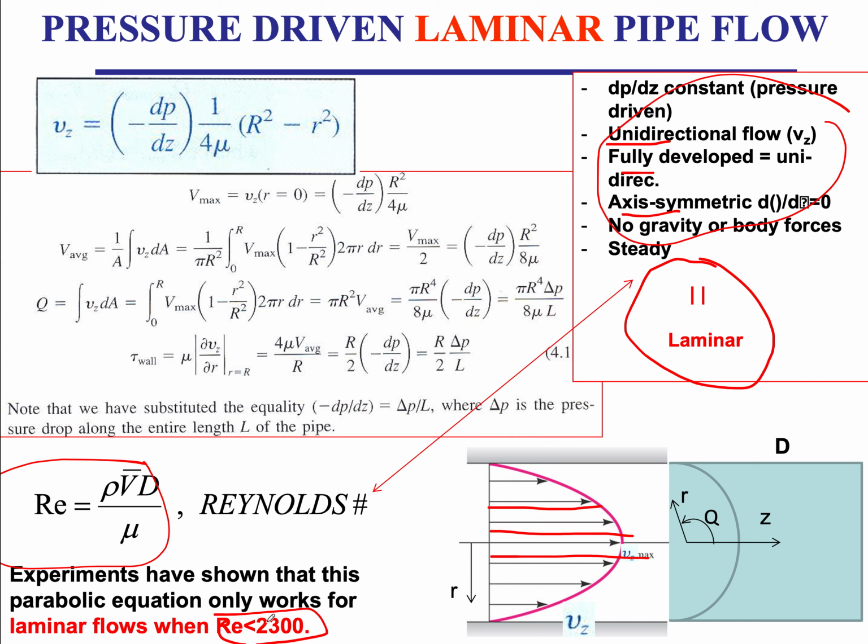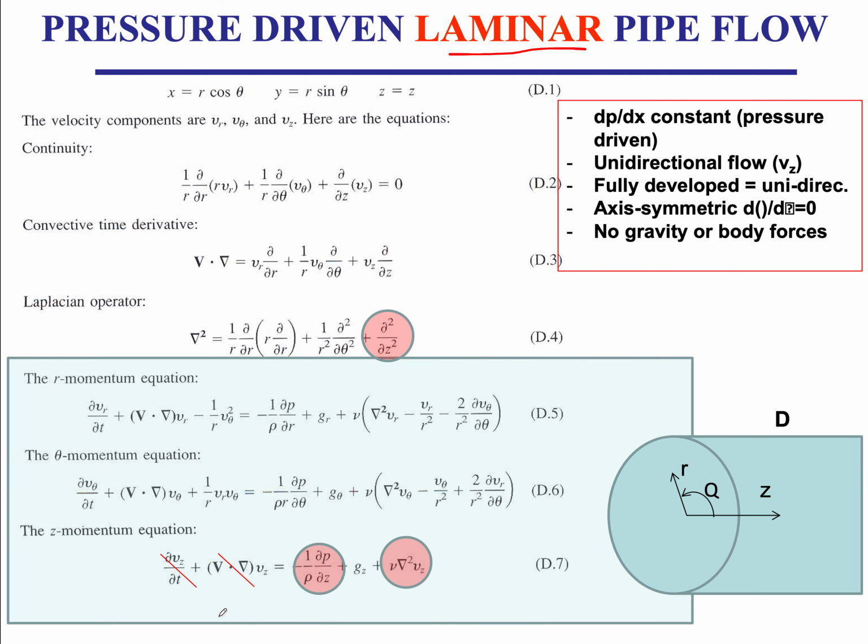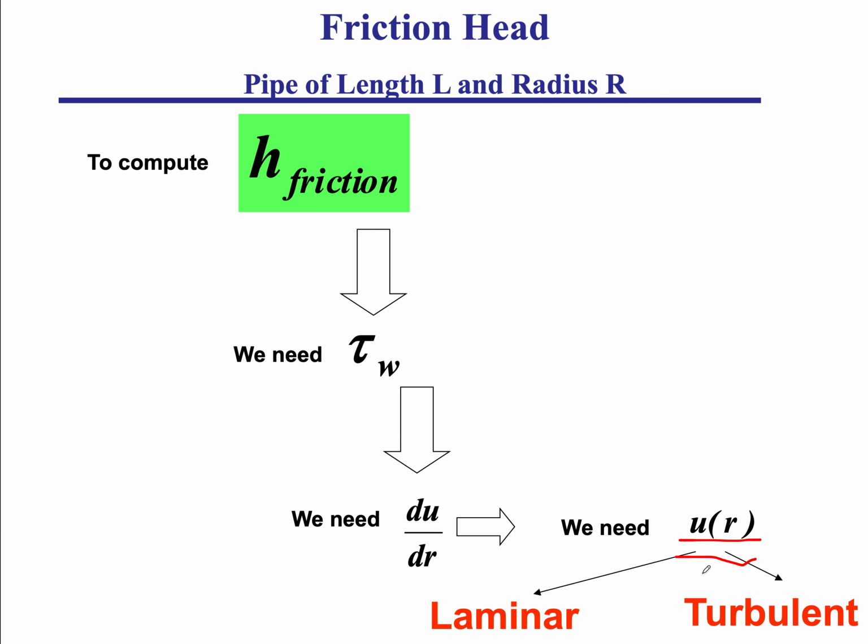And if my flow is actually above this Reynolds number, my flow becomes what we call turbulent. So the friction head loss depends on the velocity distribution, and the velocity distribution really depends on Reynolds number, whether it's laminar or turbulent. And we have seen the laminar case. We will study both of them now.